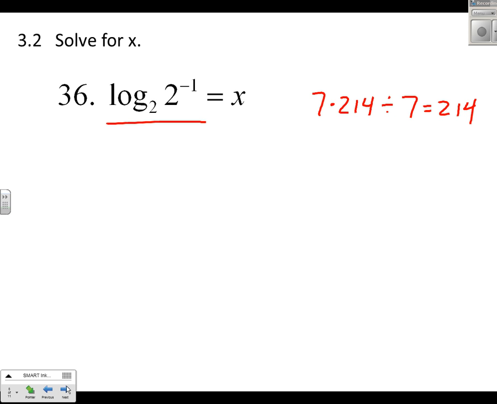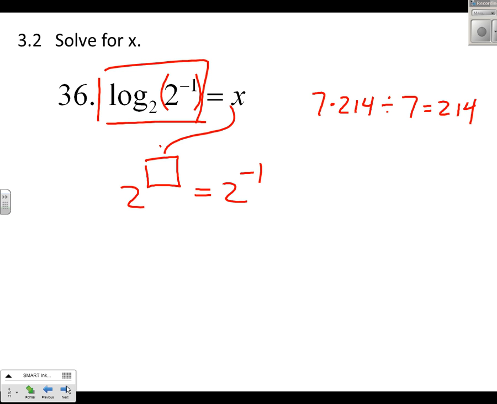I know I'd read it log base 2 of 2 to the negative first equals x, but I read it this way. This, which is x, is the exponent that turns 2 into the argument 2 to the negative first. So this being x, x must be negative 1.